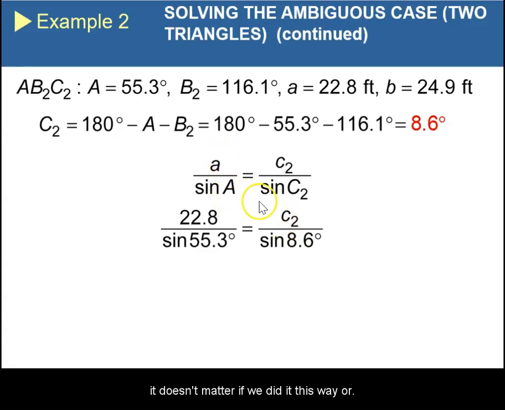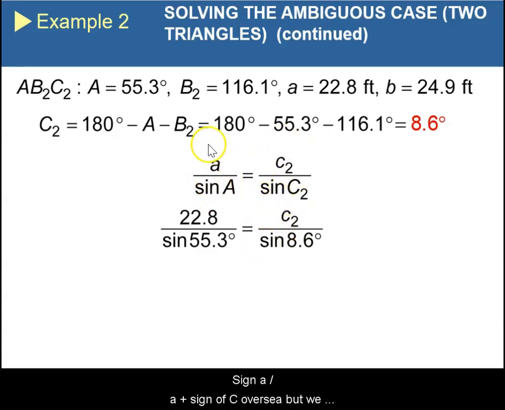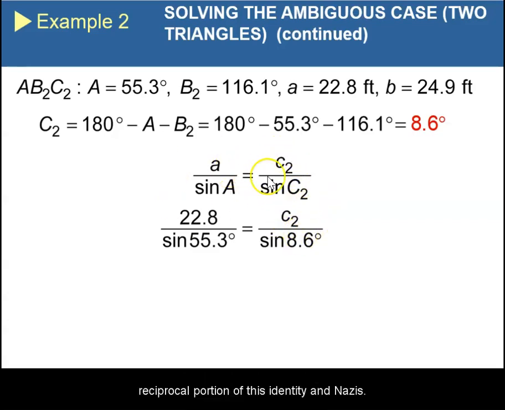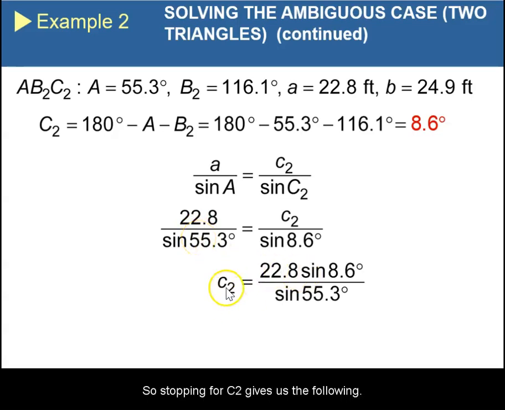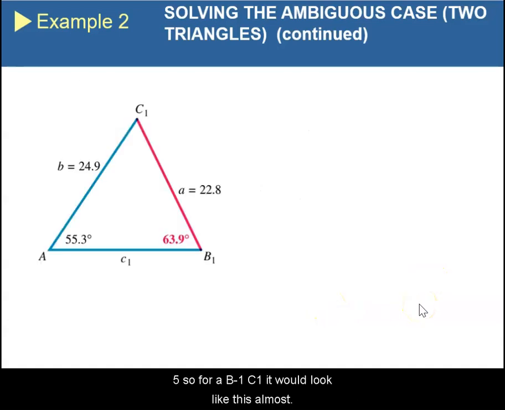Again, it doesn't matter if we did it this way or sine A over A and sine C over C, but we'd have to do a little bit more manipulation if we had the A and the C on the bottom instead of on the top. Having the sides on the top allows us to do just one simple clearing of the fractions on one side to get the side alone. So that's why we're using the reciprocal portion of this identity and not the sine on top and the side on the bottom. So solving for C2 gives us the following, which is 4.15 feet.